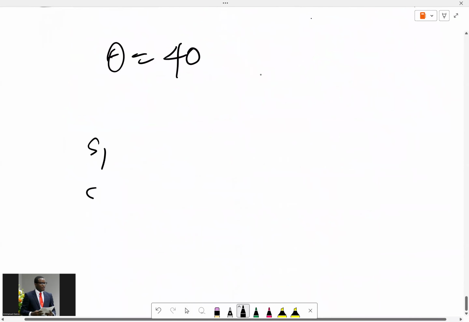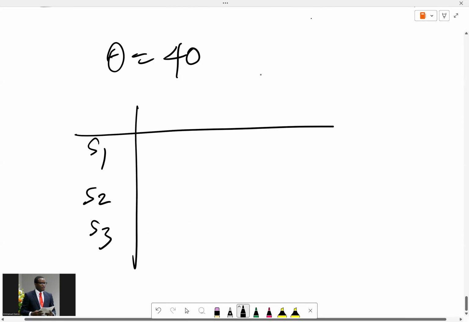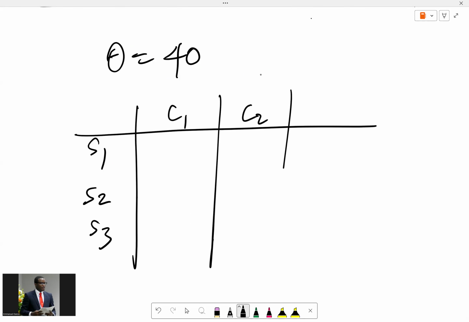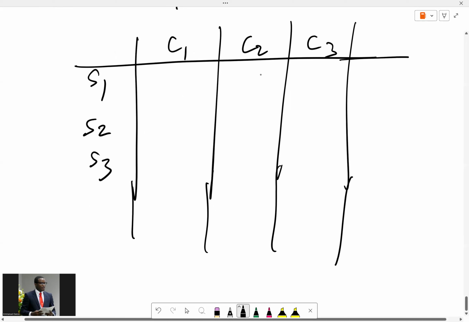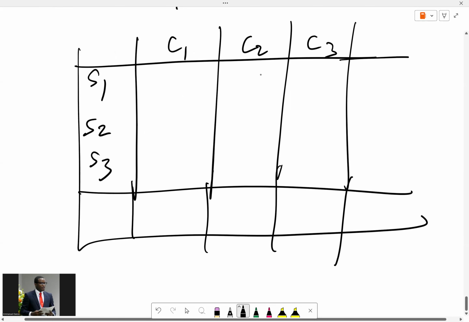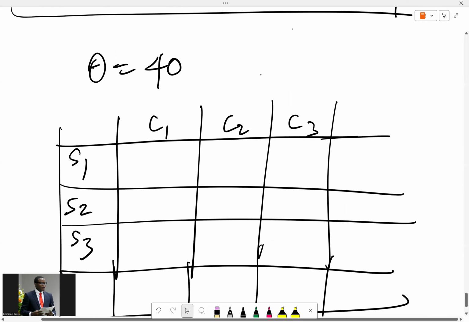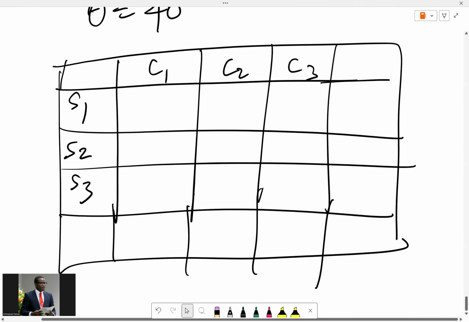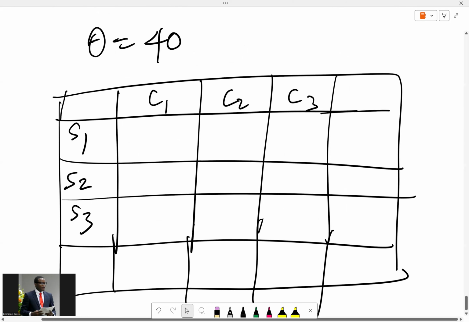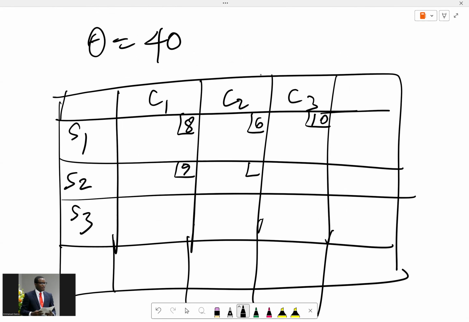So we need to have a new table then. So we have S1, S2, S3. Now this is really a long one. Then we have C1, C2, and C3. And then we have all this. So again, the first thing is put the cost because those do not change. So you have 8, 6, 10. Then we have 9, 7, 4. And then this is 3, 4, and 2.